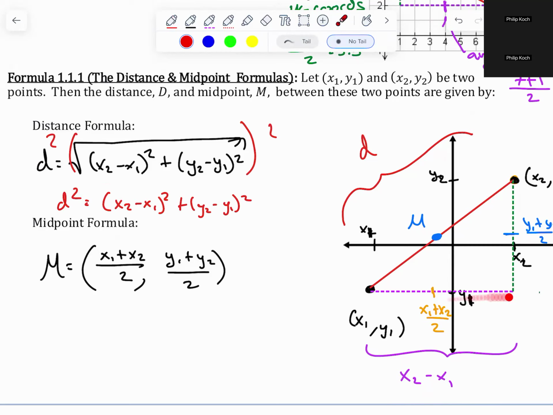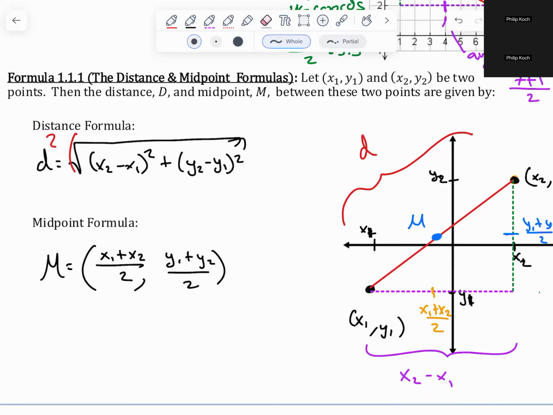By the Pythagorean theorem, the purple leg squared, which is x sub 2 minus x sub 1 squared, plus the green leg squared, which is y sub 2 minus y sub 1 squared, is equal to the hypotenuse squared, which is d squared. But I don't want to find the distance squared. I want to find the distance. So what do I do? I take the square root of both sides, and don't worry about the plus or minus because the minus version doesn't really count for distance. That's where the formula comes from. It's the Pythagorean theorem. And the midpoint is coming from averages, from probability and statistics. So that's the way the formulas come to be.